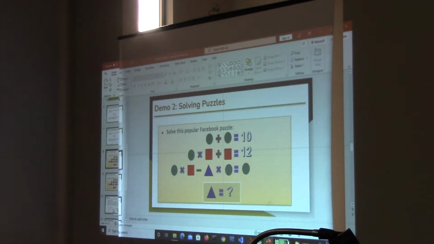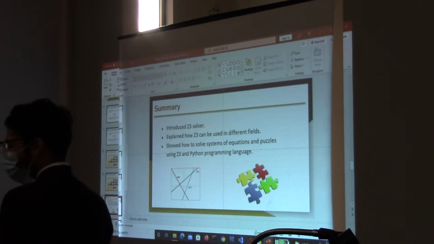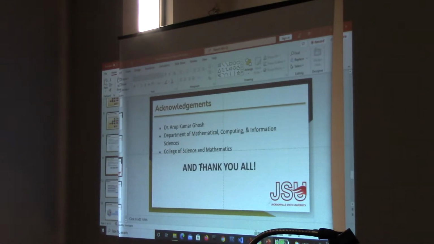So yeah, that's basically pretty much everything I wanted to introduce today. I hope y'all got to learn something about Z3. We talked about what it is, we talked about its application, and we also showed how we can solve equations and puzzles.